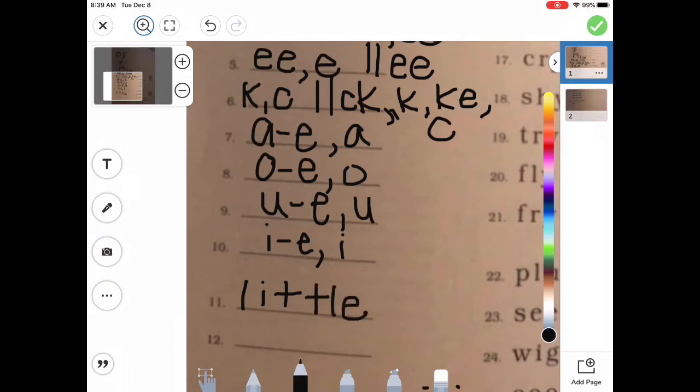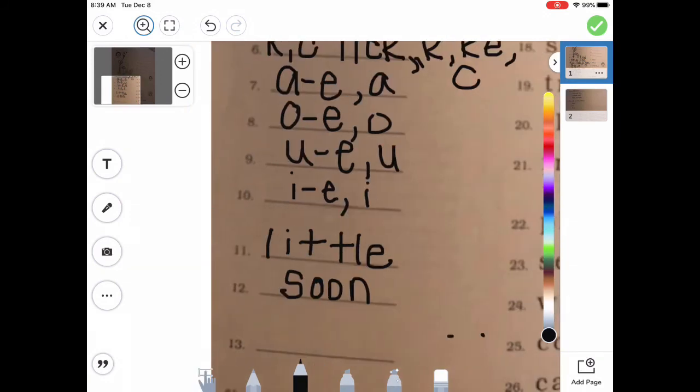Very good. Little. Good job. What about if we want to spell on number 12 the word soon? Let's sound that out. Soon. So S, very good. Then ooh, O, very good. And then N. So soon. Good job.